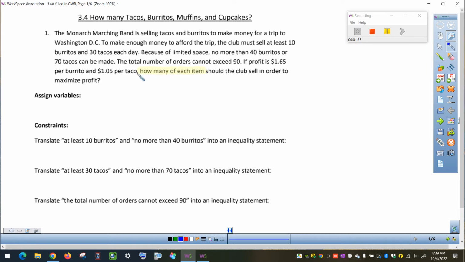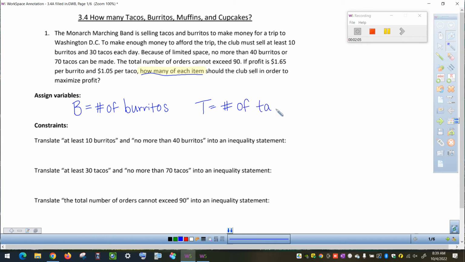So let's go ahead and circle that, or underline it, or highlighter if you have a highlighter. How many of each item should the club sell? So we want to figure out how many burritos and how many tacos. That's what our variables are going to represent. So I'm going to have a B represent the number of burritos. And then I'm going to have a T represent the number of tacos. So using these letters can help to remind us of how each piece is connecting back to the context.